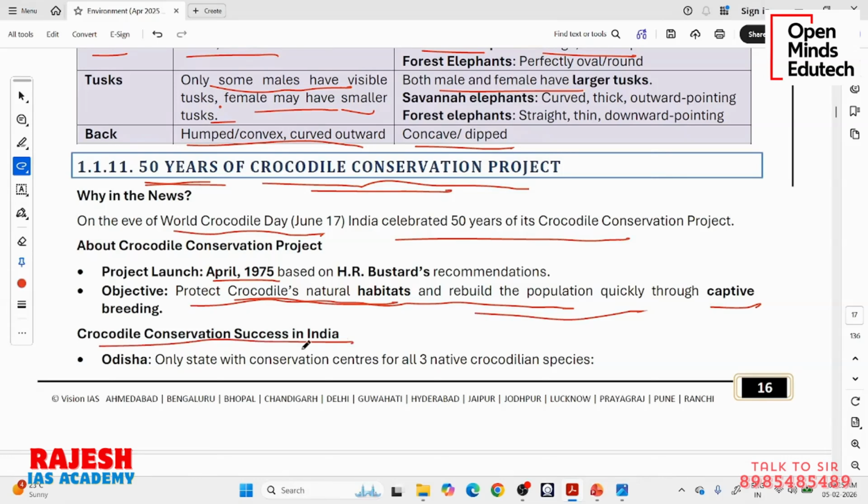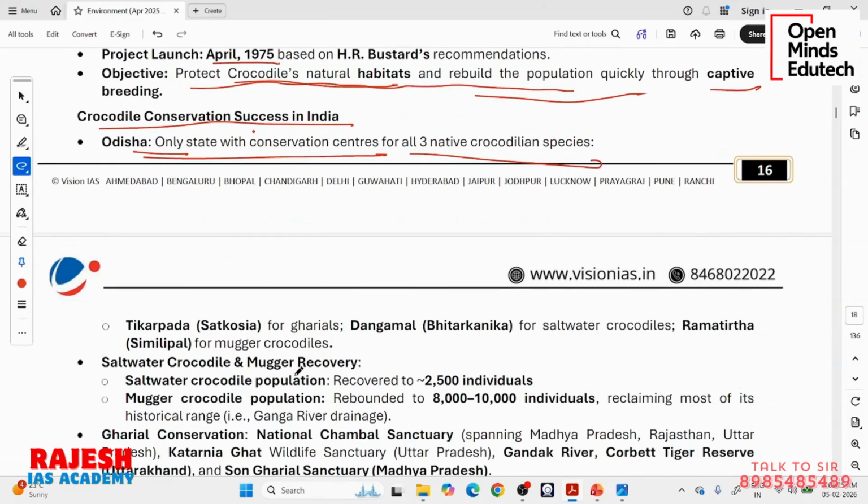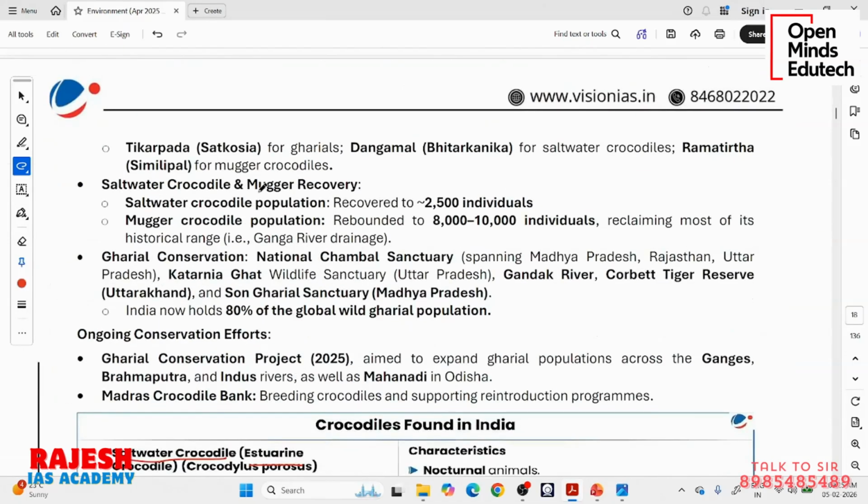Crocodile conservation success in India. So Odisha's conservation of crocodiles is very successful. Odisha is the only state where you will see conservation centers for all three crocodile species of India. So saltwater crocodiles, magar and gharials, all three can be seen in Odisha. Okay, conservation centers for all three are available in Odisha.